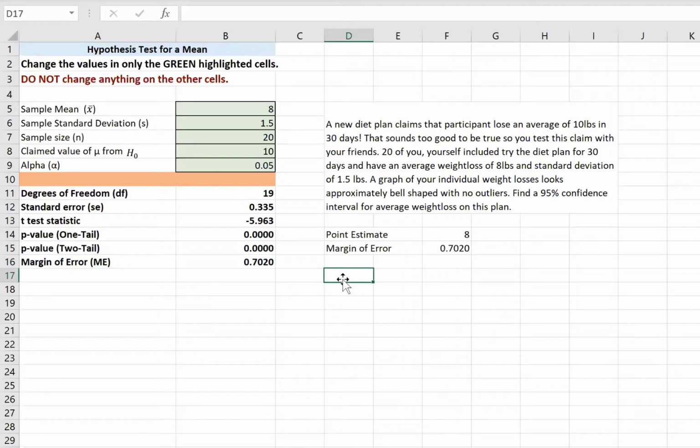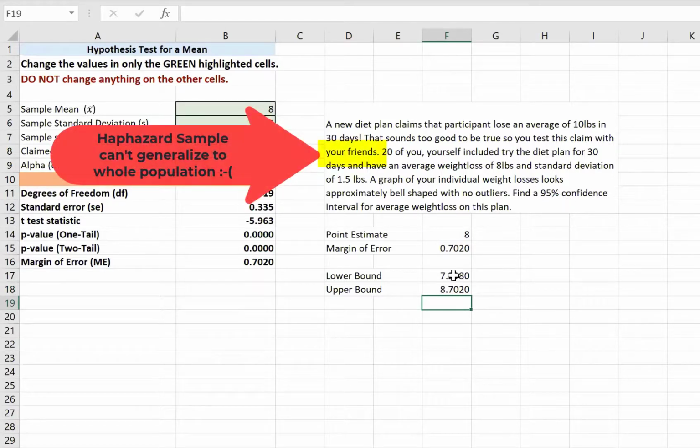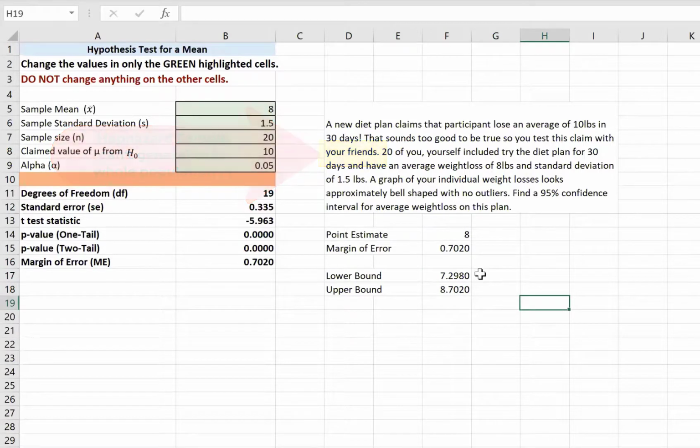To find the lower bound, the lower limit of the confidence interval, you take point estimate minus margin of error, and the upper bound is the point estimate plus margin of error. Given the sample we took, the reasonable range for the weight loss is between 7.3 pounds and 8.7 pounds. That does fall well shy of the claimed average of 10.